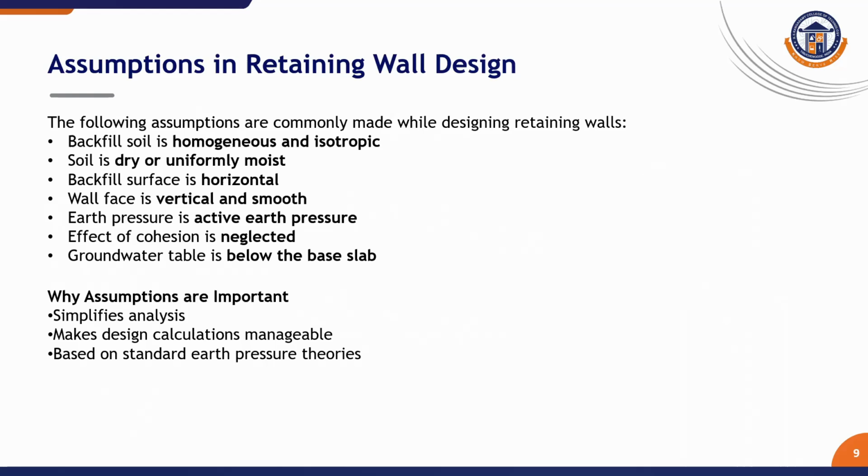A typical cantilever retaining wall consists of a stem, which is a vertical or inclined wall resisting lateral pressure, base slab, heel and toe, and shear keys.